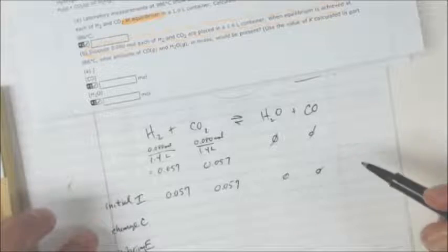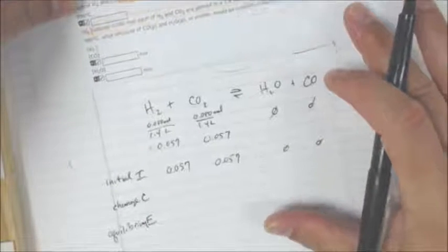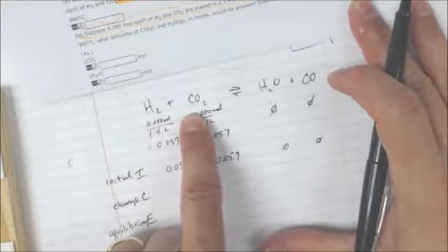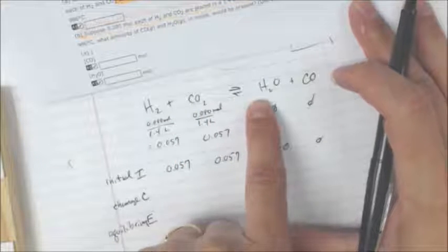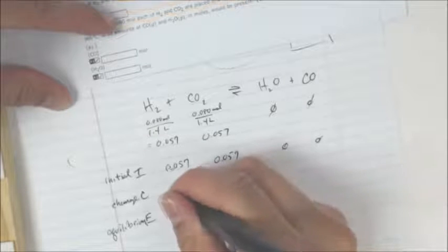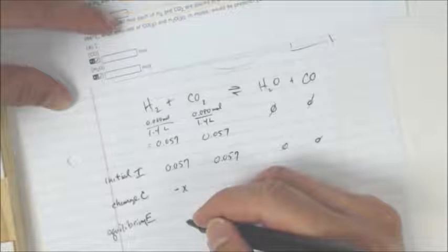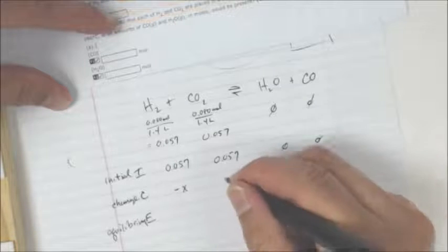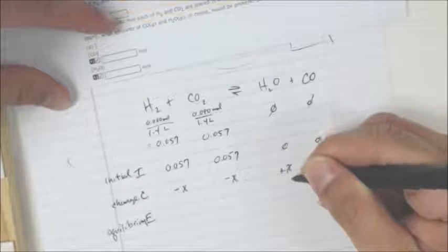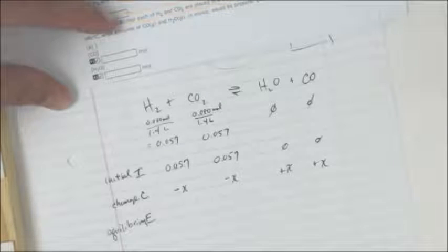Now we don't know how much it changes exactly, but we do know that based on the balanced equation, for every one of these, there's one of these that will react. And one of these will be formed, and one of these will be formed. So they're all related to each other in a similar way. So we're going to use X to represent the amount of H2 that reacts. If X amount of H2 reacts, then X amount of CO2 reacts. X amount of H2O is going to be formed, so I'm using plus X. And X amount of CO will be formed, so I'm going to use plus X.